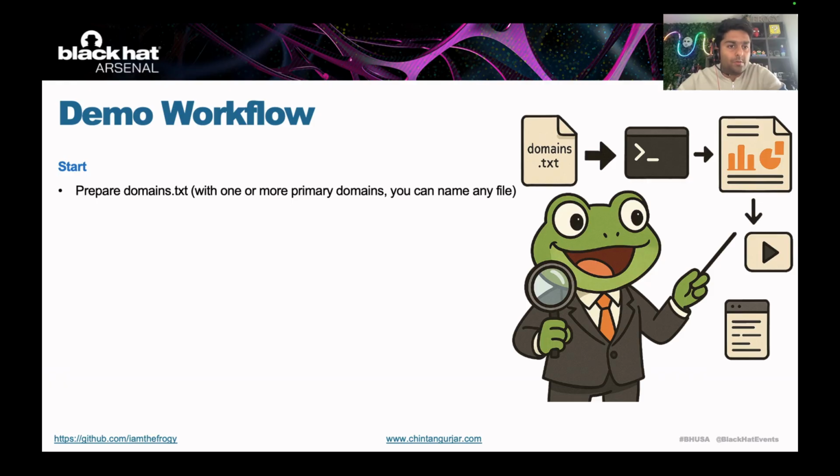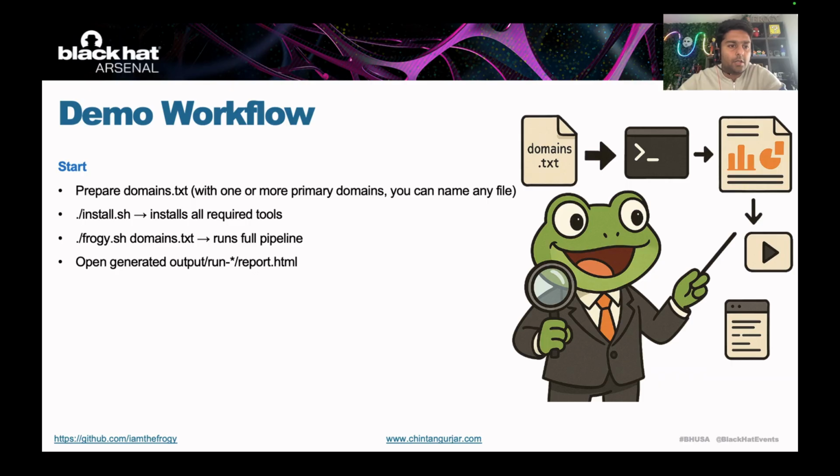Okay, so you might have to give more primary domains. For example, if there is a retail company, then you might have multiple subsidiaries and you might want to give all the primary domains. We are just giving all the primary domains. No need to give any IP range or ASN information. Just give the primary domains. This is how you would install all the required tools. Just run bash, and then you will run froggy.sh with domains.txt, and it will run everything. It will generate the output in the output folder.